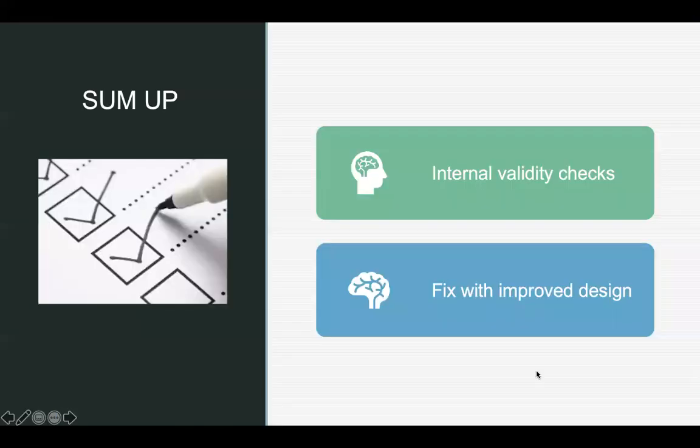Okay, so we reviewed internal validity checks that you need to make, and suggested that you fix these with an improved design. And if they're unfixable, then you need to at least mention them in your discussion as being possible things that might get in the way of the validity of your study. Great. Next, we'll talk about external validity.